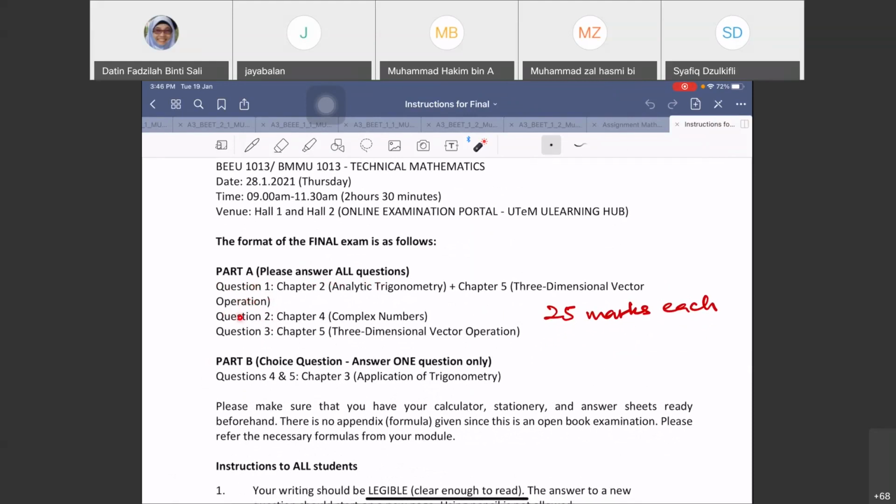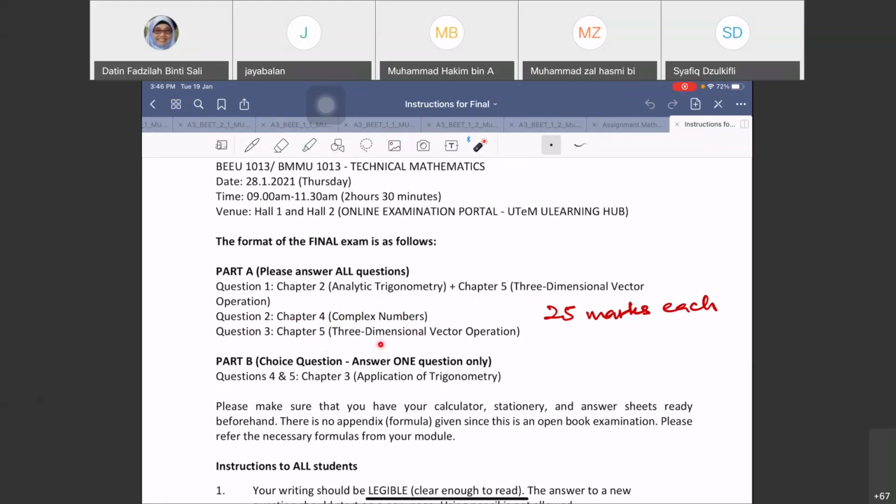Question 1 consists of a mix between chapter 2, analytic trigonometry, as well as chapter 5, vector. So it's a mixed question for question 1. Question 2 is coming from chapter 4, which is complex number, and question 3 is again from vector.